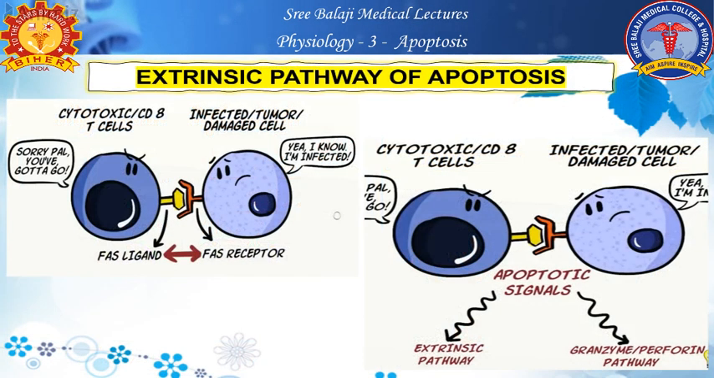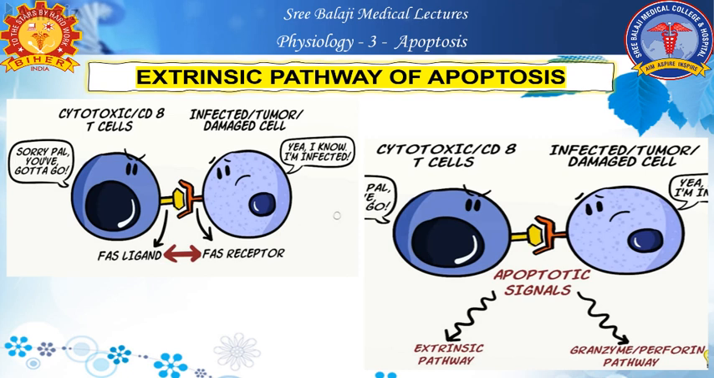Next comes the extrinsic pathway of apoptosis, which involves cytotoxic CD8 T cells. Cytotoxic CD8 T cells usually will attack the infected, tumor, or damaged cells. The T cells will express Fas ligand on their surface, whereas the infected or damaged cells will express Fas receptor on their surface. Once the Fas ligand of the T cell and the Fas receptor of the tumor cell interact, a number of apoptotic signals get released which will cause the activation of the extrinsic pathway, or it can opt for the granzyme perforin pathway of apoptosis. Let's see one by one.